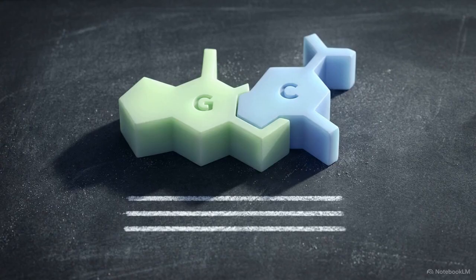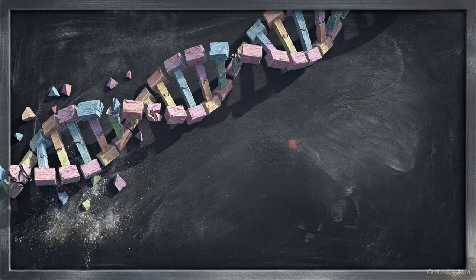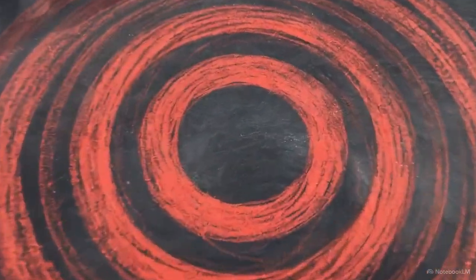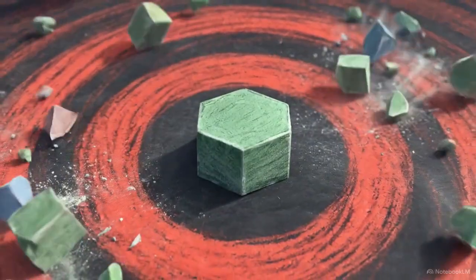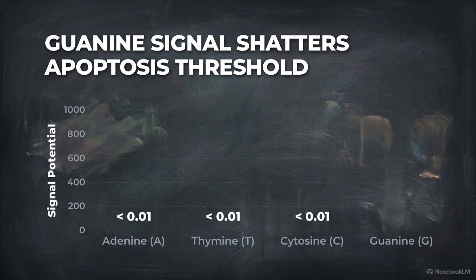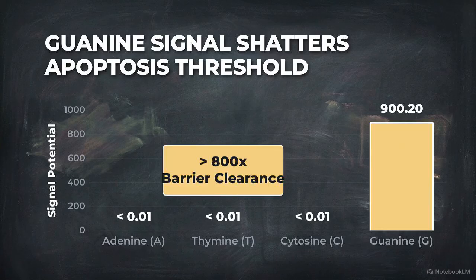Guanine and cytosine bases act as the primary anchor points, maintaining the structural integrity of the TP53 binding domain. By stripping these contact regions away, the tumor's low-entropy state isolates the remaining guanine bases, turning them into massive, unshielded target vectors. This chart isolates the signal potential of the remaining bases. Targeting a single guanine base causes the value to spike to 900.2, overshooting the 1.2 cell death threshold. This vector clears the tumor's apoptosis barrier by over 800 times.